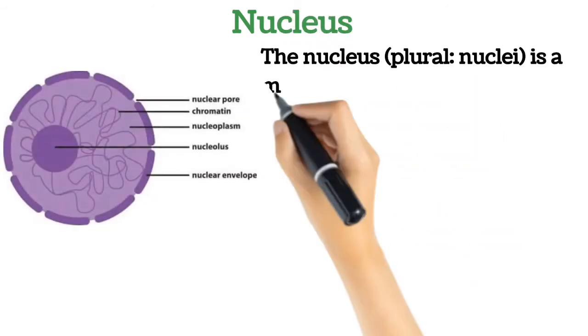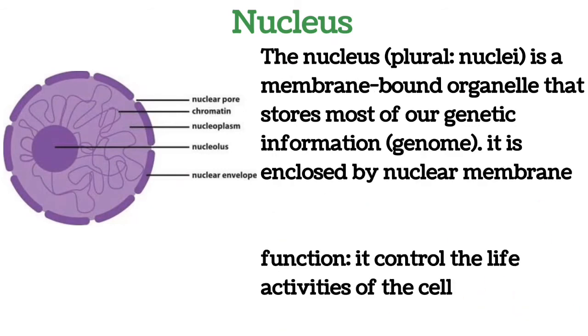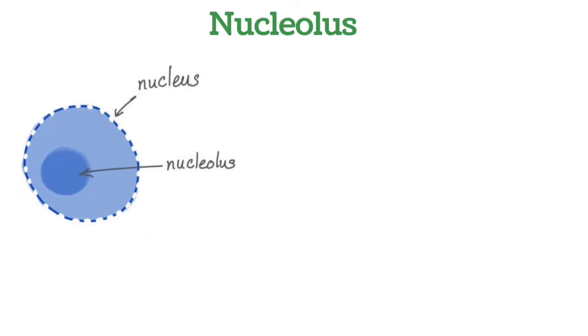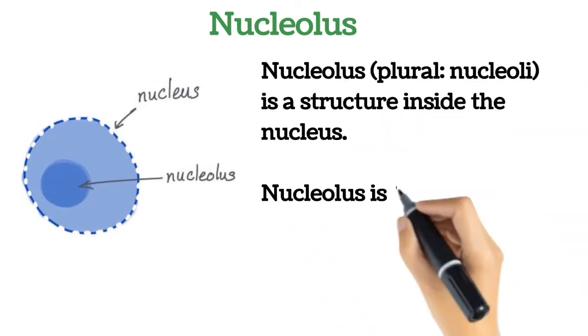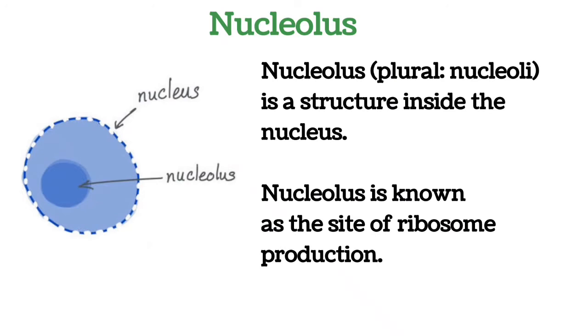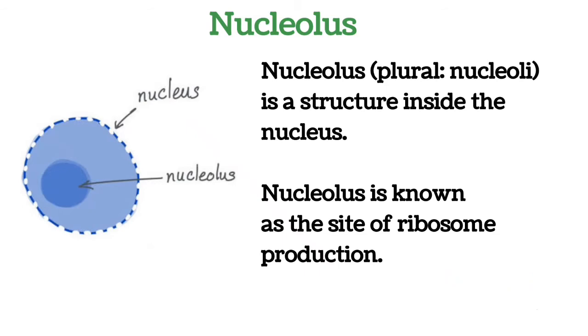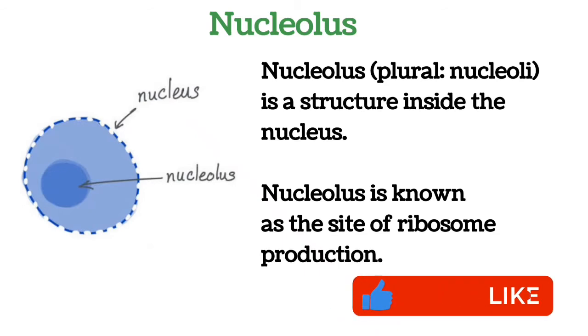So let's start with the nucleus. The nucleus is a membrane-bound organelle that stores most of our genetic information, the genome. It is enclosed by a nuclear membrane. The function is that it controls the life activities of the cell. The nucleolus. The nucleolus is found within the nucleus. The nucleolus is known as the site of ribosome production. That is, it produces the ribosome.